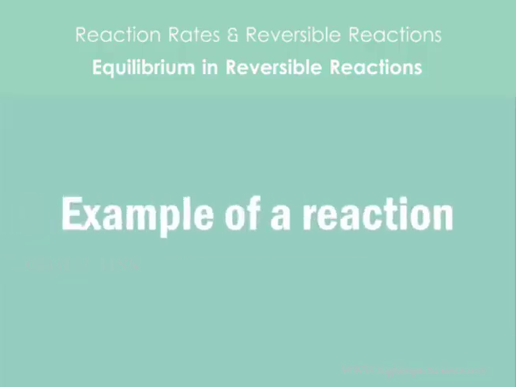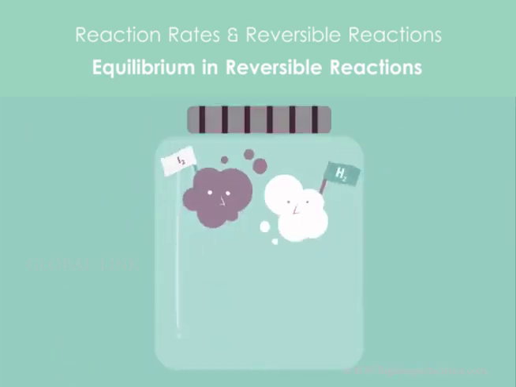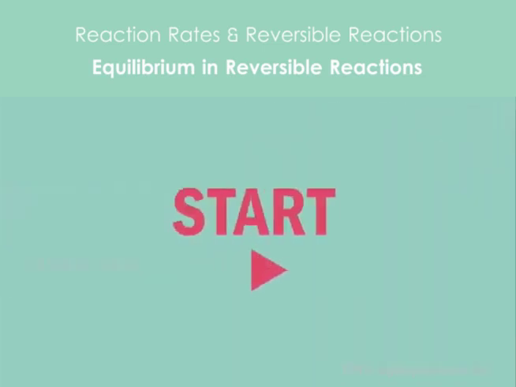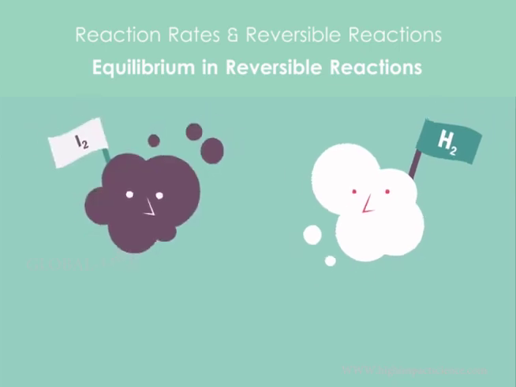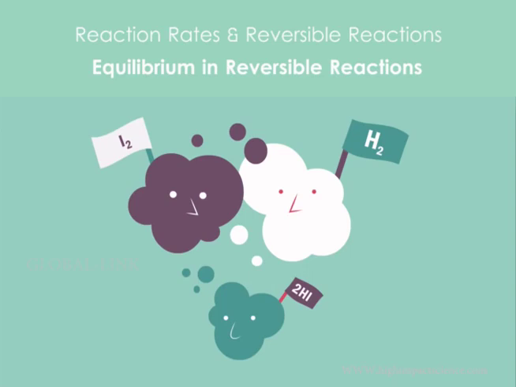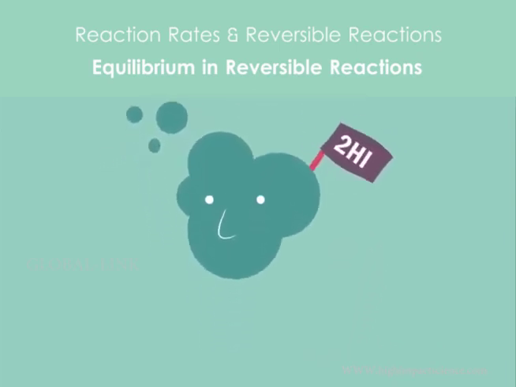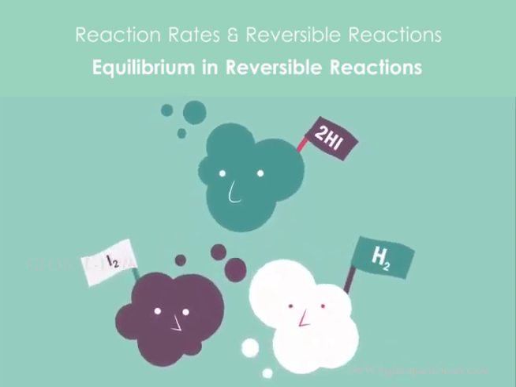An example of a reaction at equilibrium is the reaction between hydrogen and iodine in a closed container to produce hydrogen iodide. At the start of the reaction, there is a high concentration of hydrogen and iodine, and the concentration decreases as the hydrogen iodide is formed. The concentration of hydrogen iodide increases as the forward reaction proceeds. As the hydrogen iodide is formed, the reverse reaction is now able to occur.